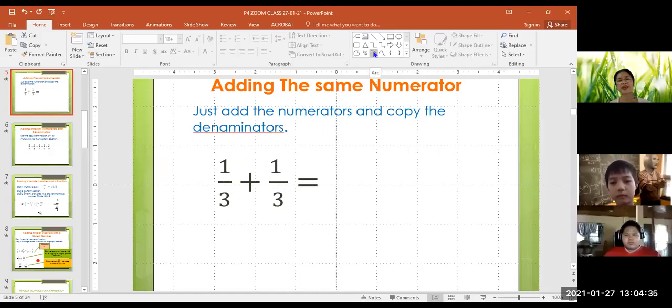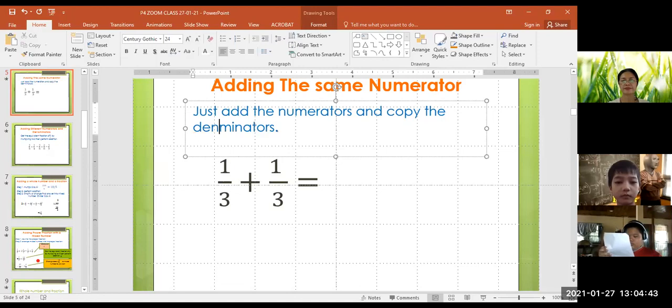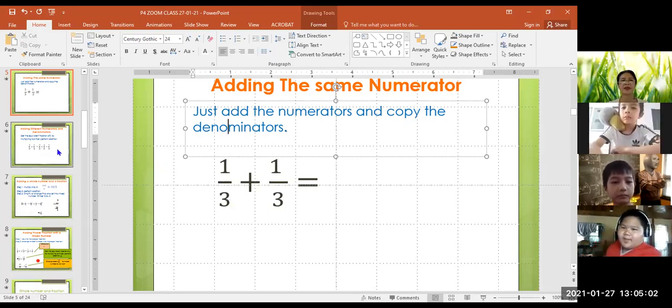Okay, so last time we had adding fractions with the same denominator. So what we were just going to do was copy the denominator as we add the numerators, right? So for example, 1/3 plus 1/3, the answer is 2/3. So you just copy the denominator 3 because they are the same.